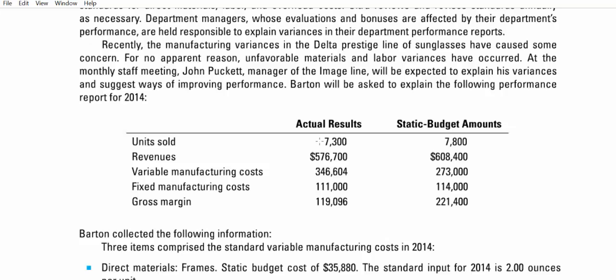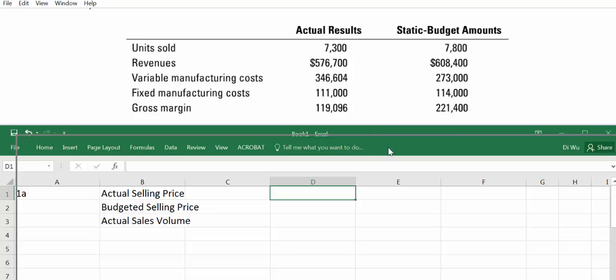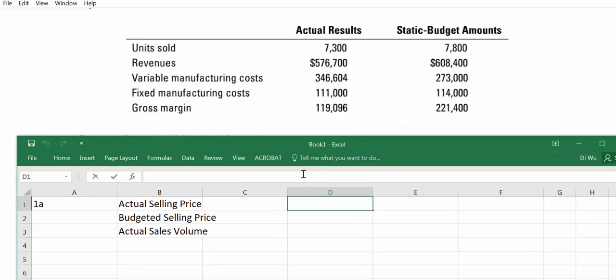I'm going to do the calculation this way. First, let me minimize this Excel a little bit. Here I will divide 576,700 by 7,300. So the selling price is $79. For the budgeted selling price, I will have 608,400 divided by 7,800. So I'll get $78. Finally, the actual sales volume is 7,300, which is given, pretty clear.